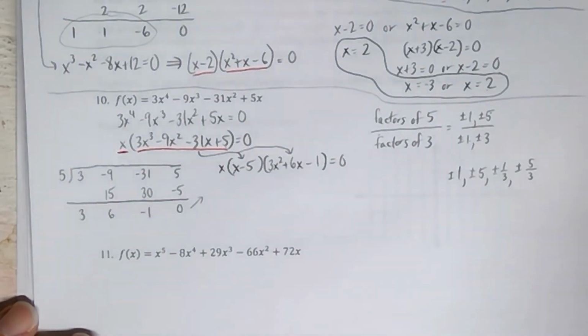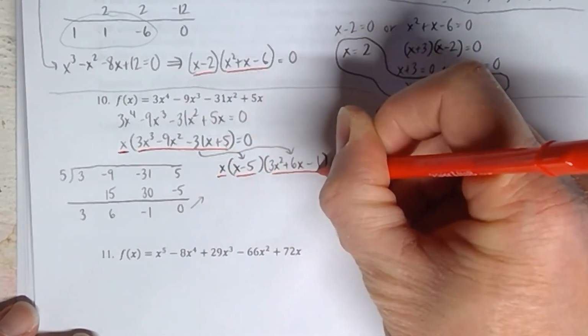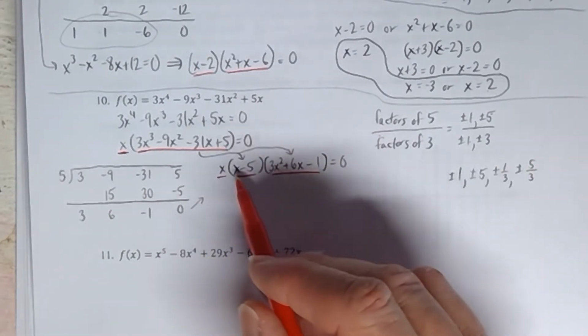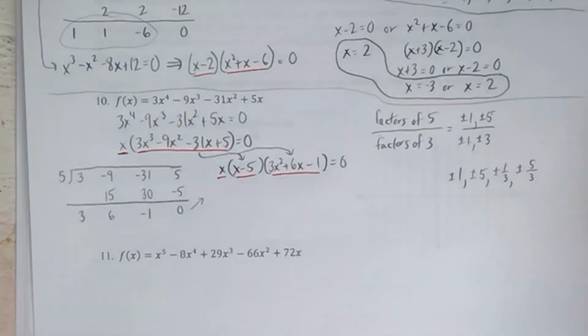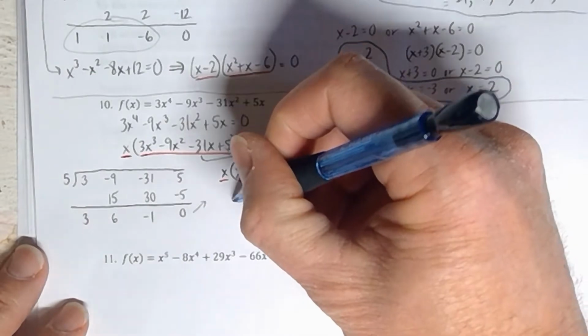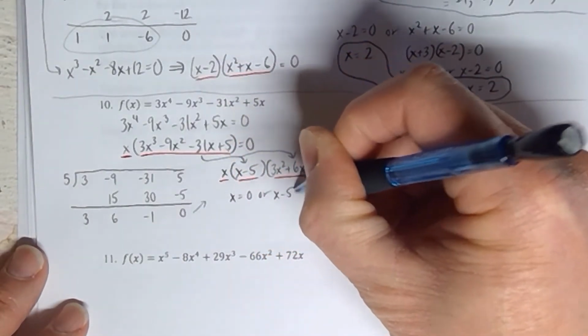And so we now have nothing but linear and quadratic factors. Again, x is the same thing as x minus 0. It's a linear one. x minus 5 is a linear one. This is a quadratic one because of the x squared. So what we normally would do at this point is we set each one of these things equal to 0, just like we did in the last problem.